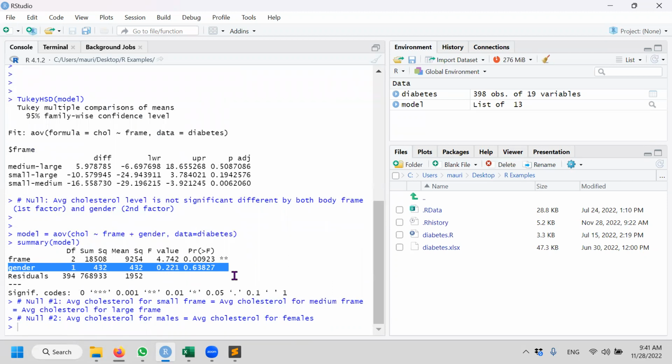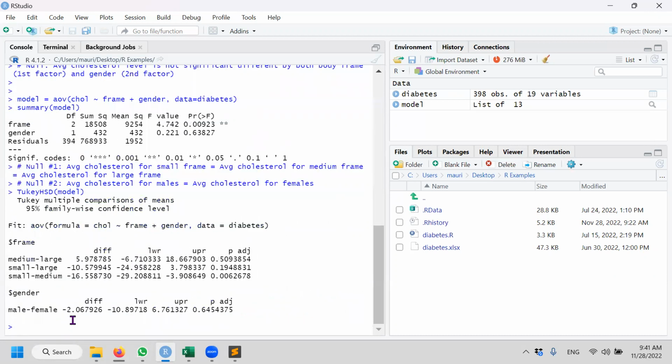So then you might ask, okay, can we do a comparison, a pairwise comparison? Yes, we can. Okay, so we can actually do a Tukey HSD as well. So it will compare individually. Okay, so similarly, our small body frame versus medium body frame is significant.